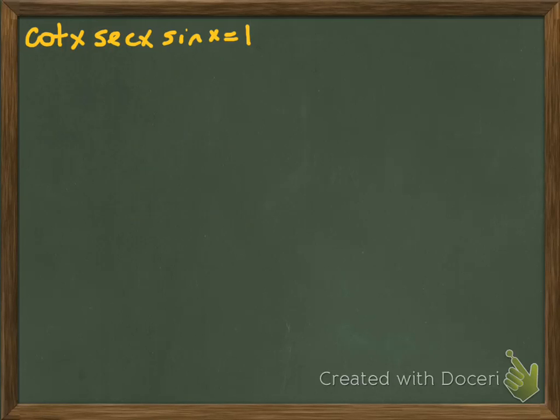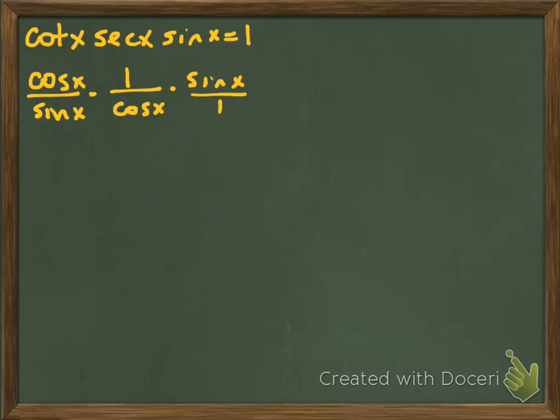We're going to rewrite cotangent and secant in terms of sine and cosine. What is cotangent? Cosine x over sine x. And what's secant? 1 over cosine x. And then we have times sine x, and we go ahead and put that over 1 for emphasis.